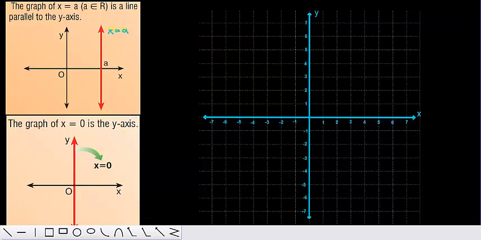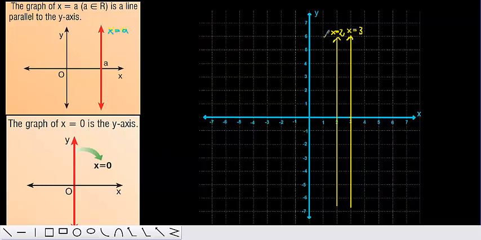Then how to draw the graph of the x is equal to a line? Firstly, as I did on the previous page, I'm going to find the point on the x-axis. Let's say this is the point 3, and our line is passing through the point 3. So the line passing through the point 3 and parallel to the y-axis is the x is equal to 3 line. And if it is passing through the point 2, it means that's the x is equal to 2 line.